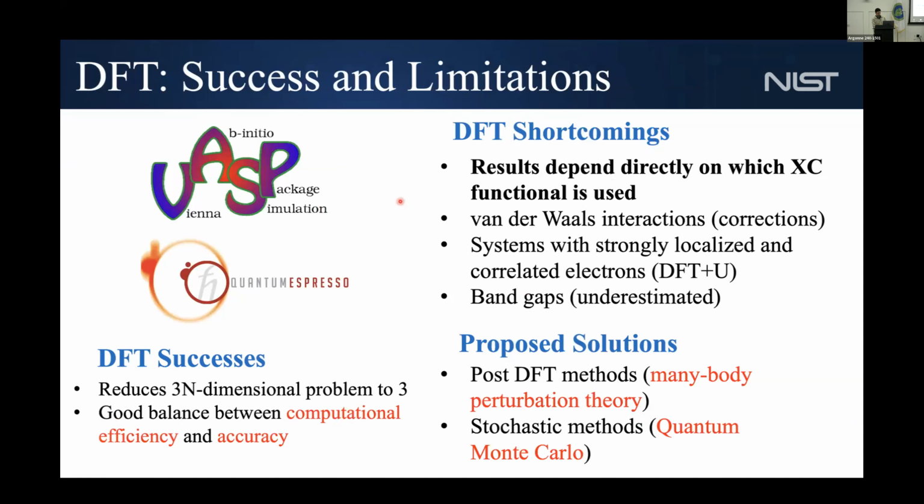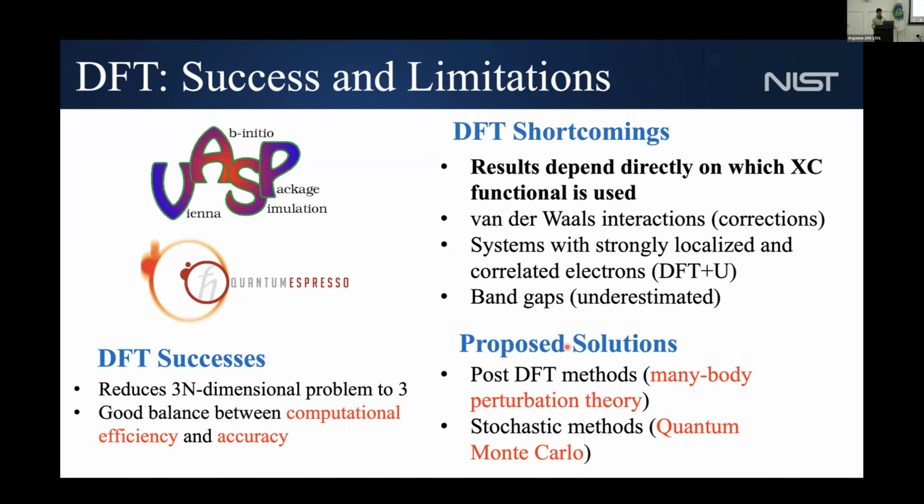Just as I said, DFT has been very successful for a very wide variety of systems, and there are very well documented and characterized DFT codes. We have a good balance between computational efficiency and accuracy. But some of the shortcomings for certain systems are, of course, that the results depend on the exchange correlation approximation. Van der Waals interactions require certain corrections, or van der Waals functionals. Systems with strongly localized electrons require corrections like DFT plus U. And band gaps are underestimated.